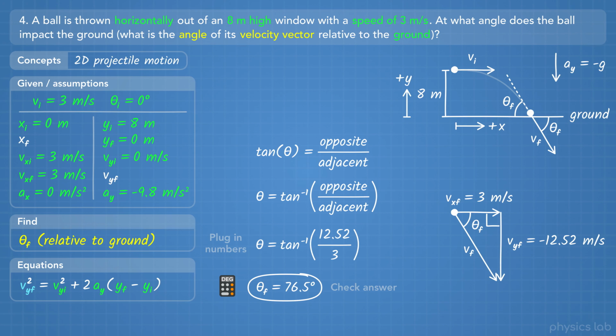It would have to be a value between 0 and 90 degrees because it's this angle inside the right triangle. 0 degrees means the final velocity is horizontal, and 90 degrees means the final velocity is vertical, so this is somewhere in between. If we want, we could use more decimals and plug this value into the equations we used to see if everything checks out.